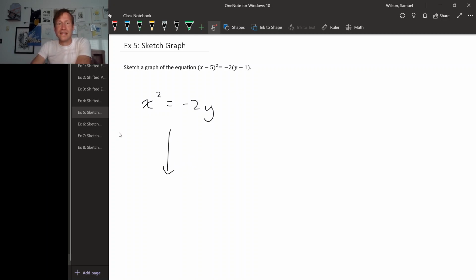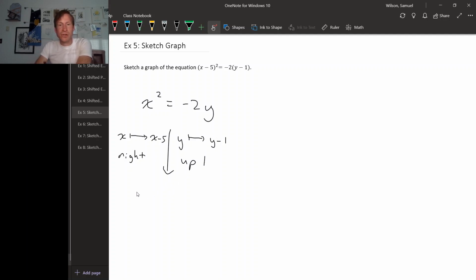So it looks like in the x direction, we've replaced x with x − 5. And that means that we need to shift right 5. And in the y direction, it looks like y has been replaced by y − 1. And that means we need to shift 1 in the y direction. And plus 1 in the y direction means up. So up 1 in the y direction.